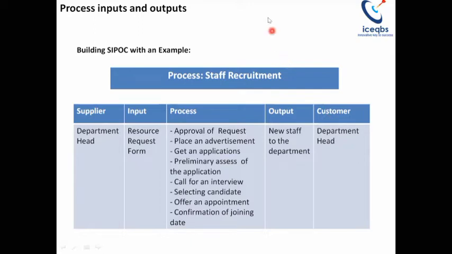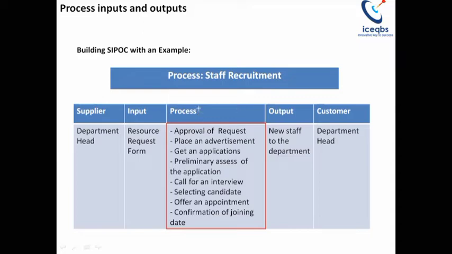So what is important to us in this is the process. So in the recruitment process, what are the different activities? What are the different sub-processes we are doing? First we do the approval of request, then place an advertisement, get an application, preliminary assessment of application, call for interview, selecting the candidate, offer appointment, confirmation of joining date, right? So now you know that these are the boundaries of the process to be implemented. The starting process is the approval of request, and the last one is the confirmation of joining date.